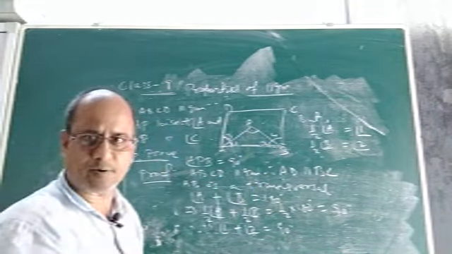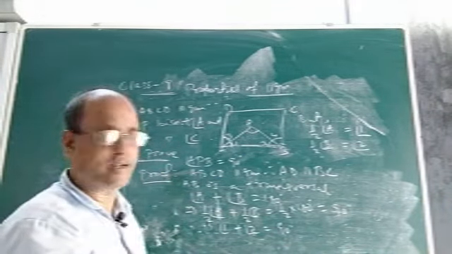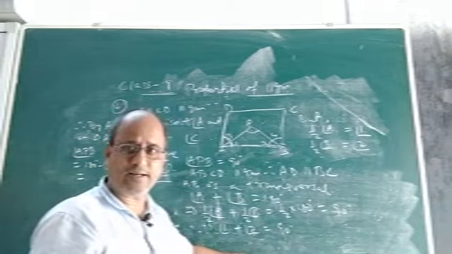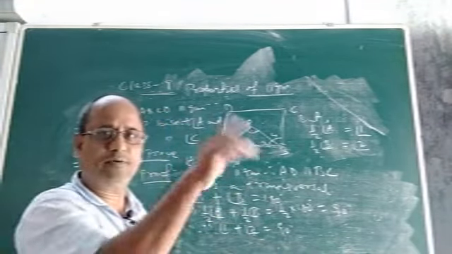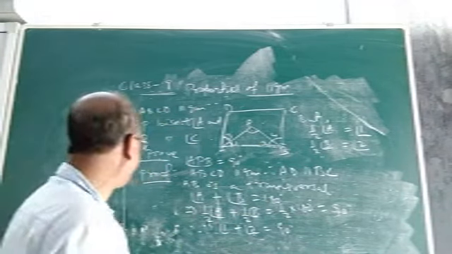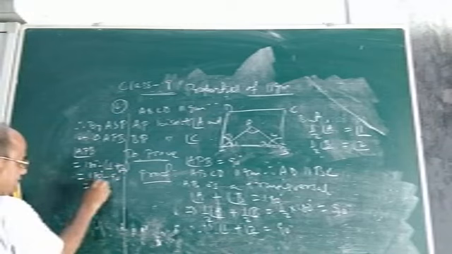You know what the angle sum property of a triangle is. In a triangle, the sum of 3 interior angles is 180 degrees. So if the sum of 2 interior angles is 90 degrees, the third angle will automatically be 180 minus 90, that is 90 degrees. Okay. So it is 180 minus 90, that is 90 degrees.